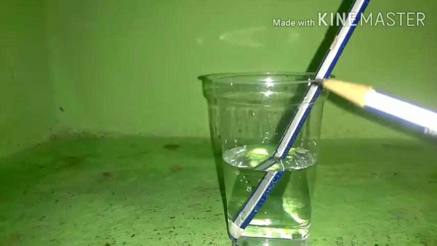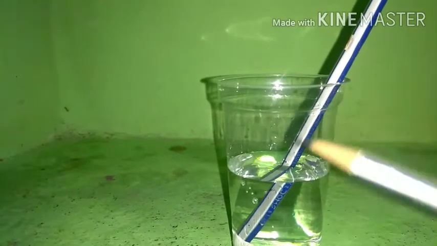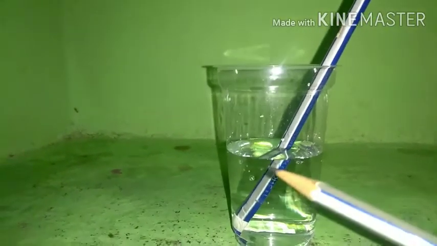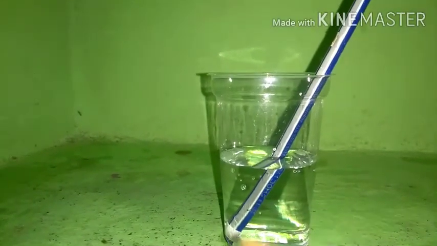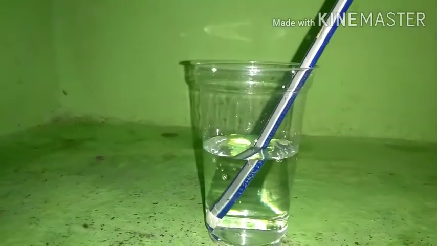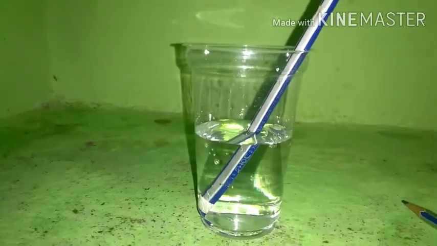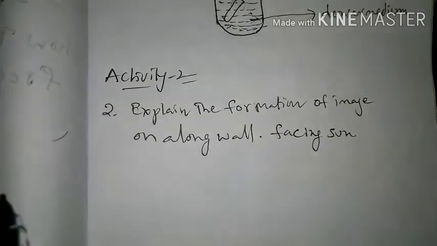This upper side is air. This is thicker. Some bend is there. This is an example of refraction. This is activity 1. Next, explain about activity 2.